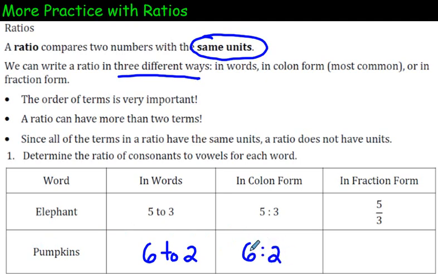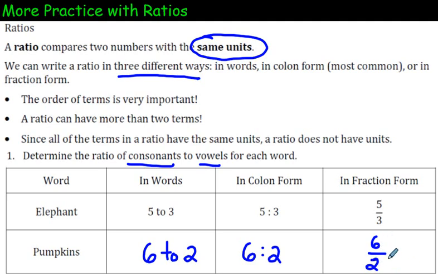And notice the order is important. We know the first one is consonants, and the next number is vowels. Okay, they have to be in that order. You couldn't write it 2 to 6. You couldn't do it the opposite way. You have to go with the way the question asked, okay? Consonants first, and then vowels. Same with writing it as a fraction.